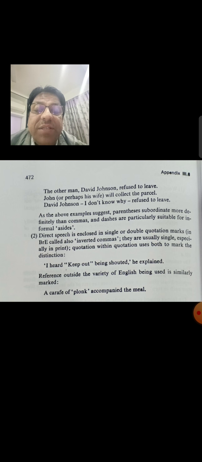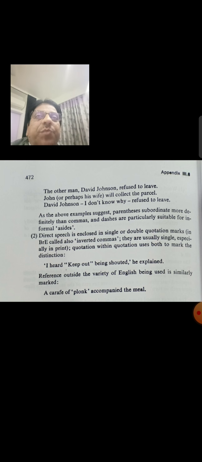So the example is, as you can see on this page, in this picture: I heard 'keep out'. So this is the quoted material, that is the exact words of the other person. I heard 'keep out' being shouted, he explained. So this is quotation. Already there is a quotation, I heard. So keep out is somebody else's words. So there is a quotation within quotation.